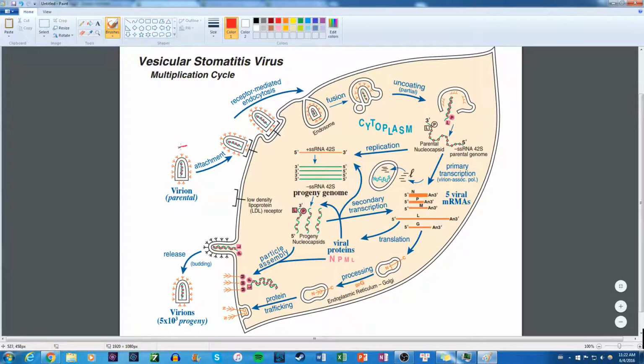Okay, so you can see here's the bullet-shaped virion, and you attach using LDL receptors. So LDL receptor. If you notice, it uses the flat side of the bullet.